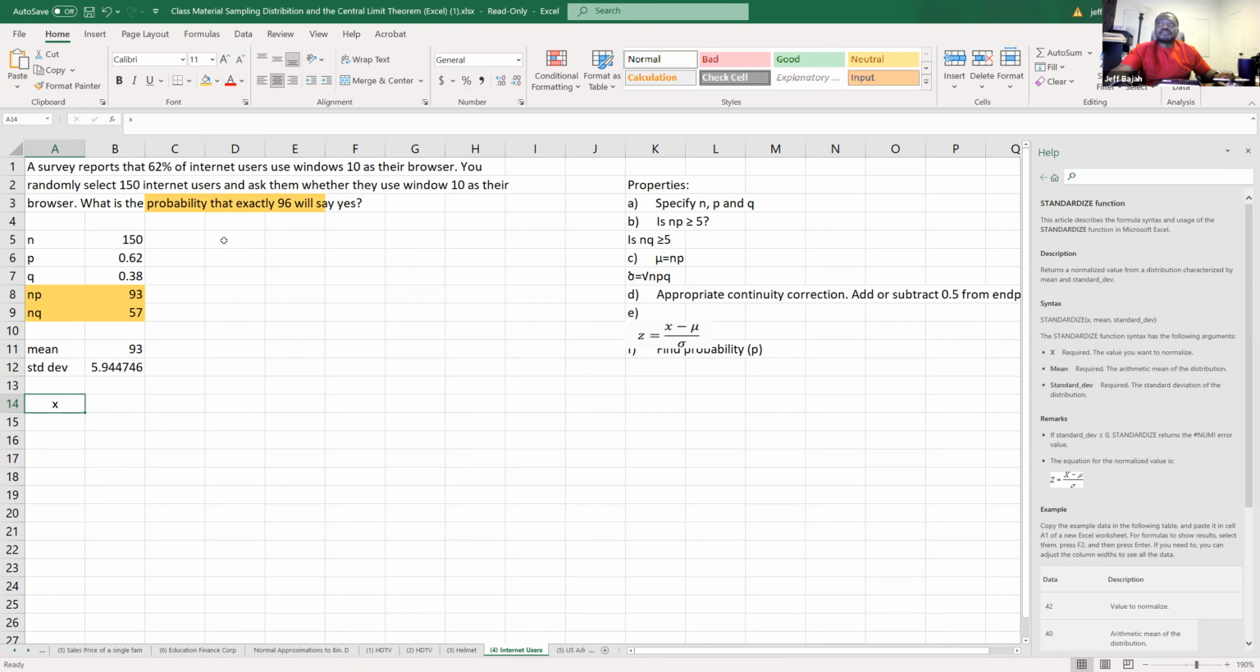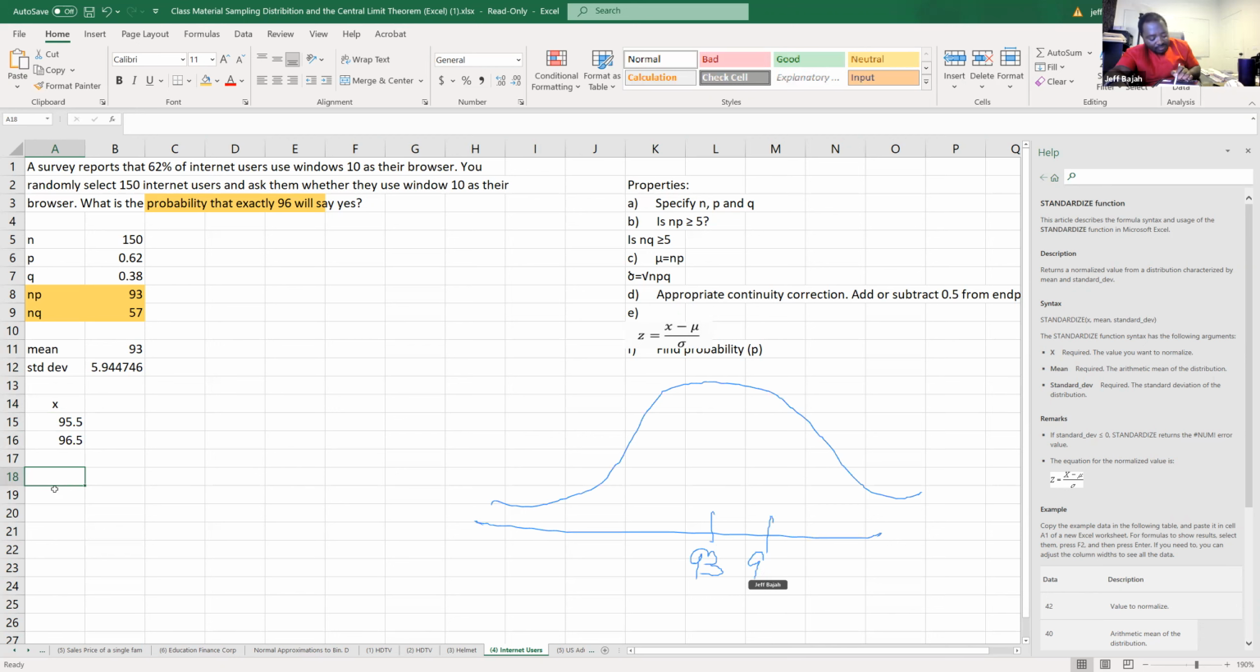Anyone? Are you going to minus 0.5 and also add 0.5 to 96? Exactly. So that would be 95.5 and what? 96.5, basically. So what you have here is a scenario where you have a mean of 93, and then you have 95.5 and then 96.5. And so to correct that, this is it. Right? That's how we correct that.